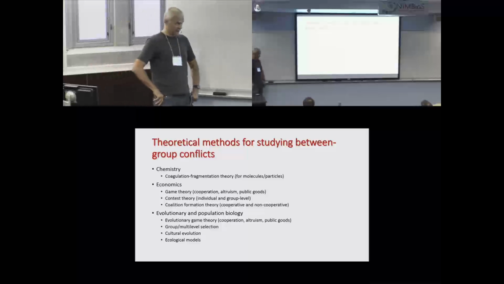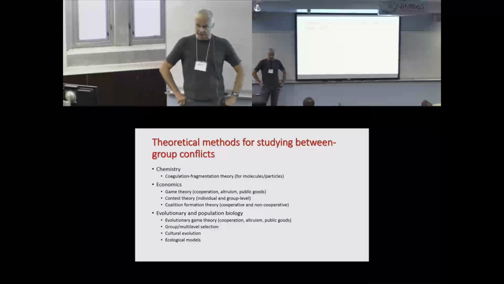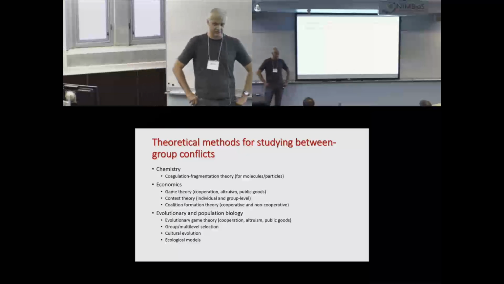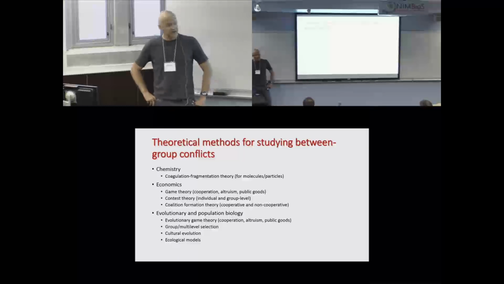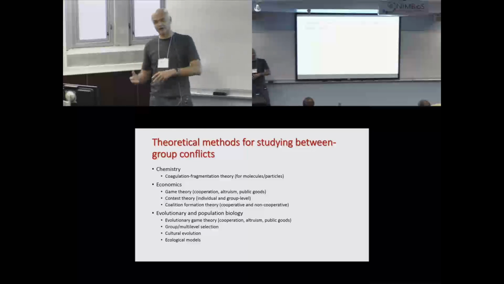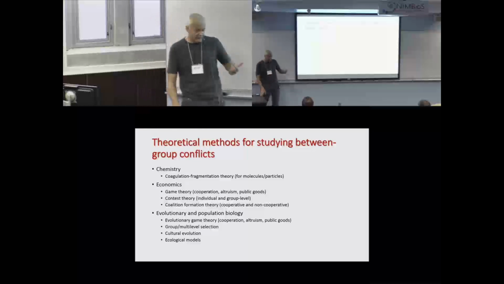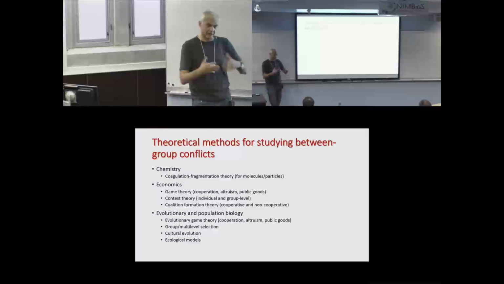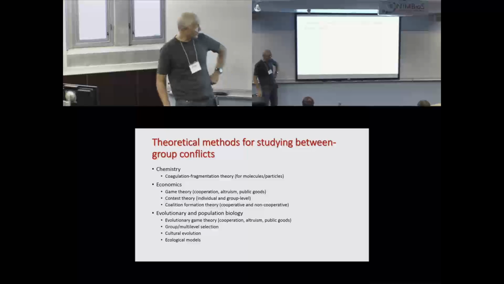I think there are three general sets of approaches. There are some rather old theories developed in chemistry, like the Smoluchowski equation and coagulation-fragmentation theory. Some of these models can be applied, and actually have been applied, to modeling human warfare, for example, terrorist groups, how they grow and split.